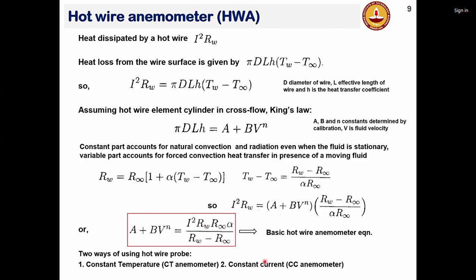So this equation is called the basic hot wire anemometer equation. Starting from this basic hot wire anemometer equation, we can actually analyze two different types of hot wire probes. One operating at a constant temperature, which is known as the constant temperature anemometer. And the other one is called the constant current anemometer, or CC anemometer.